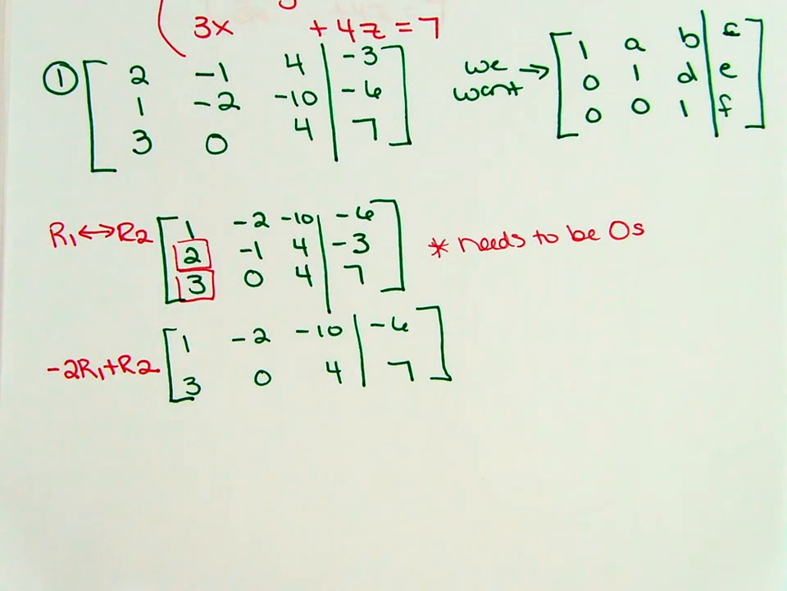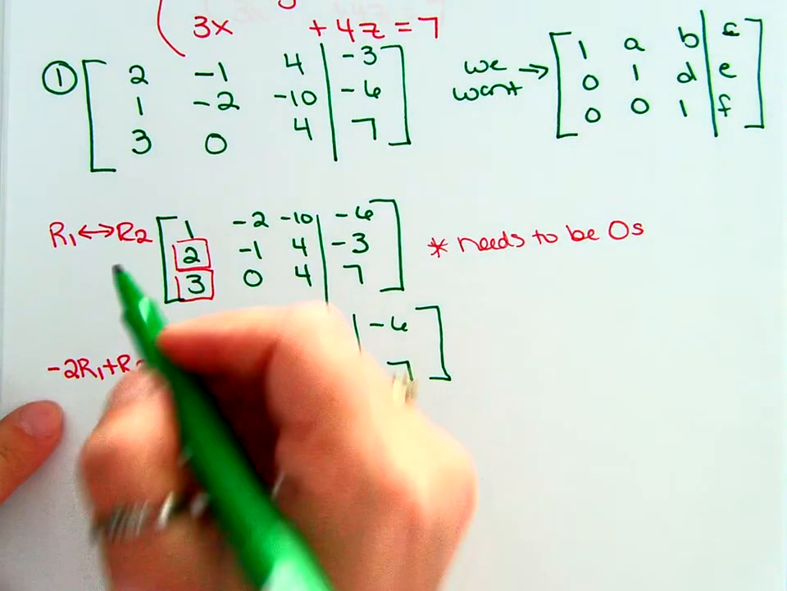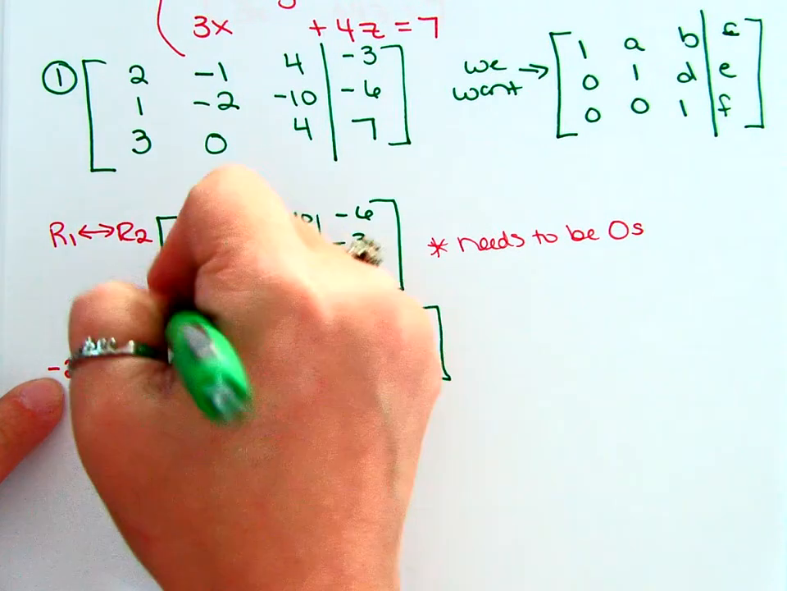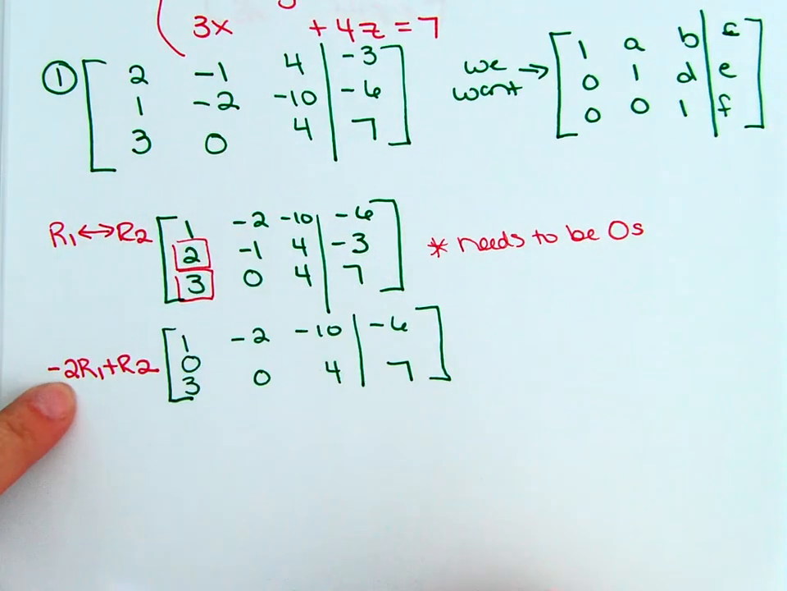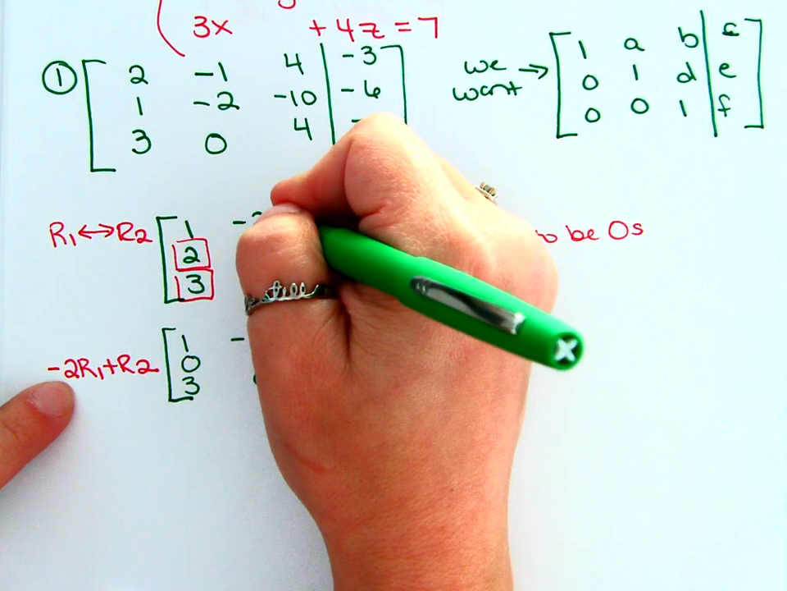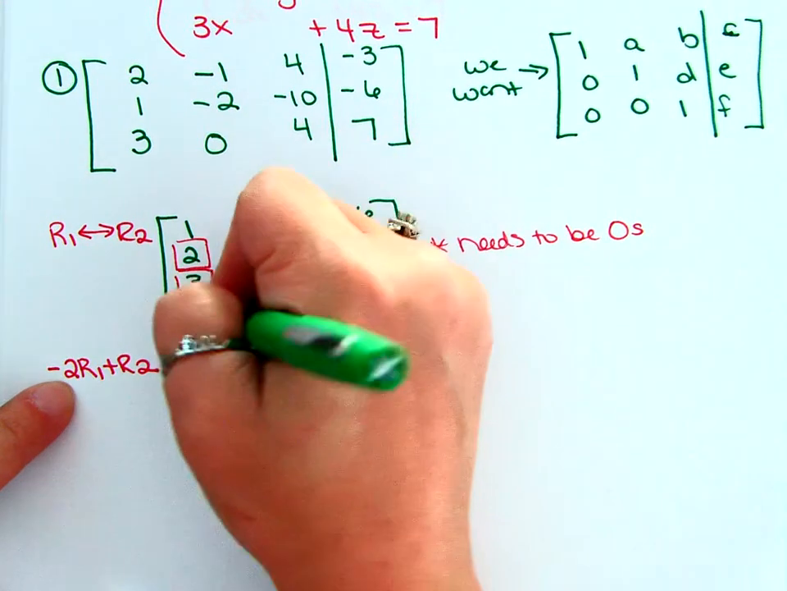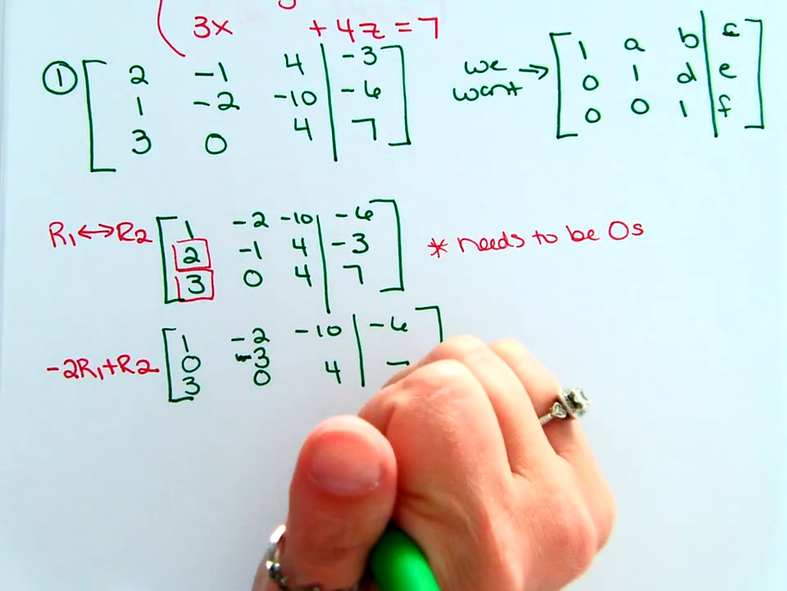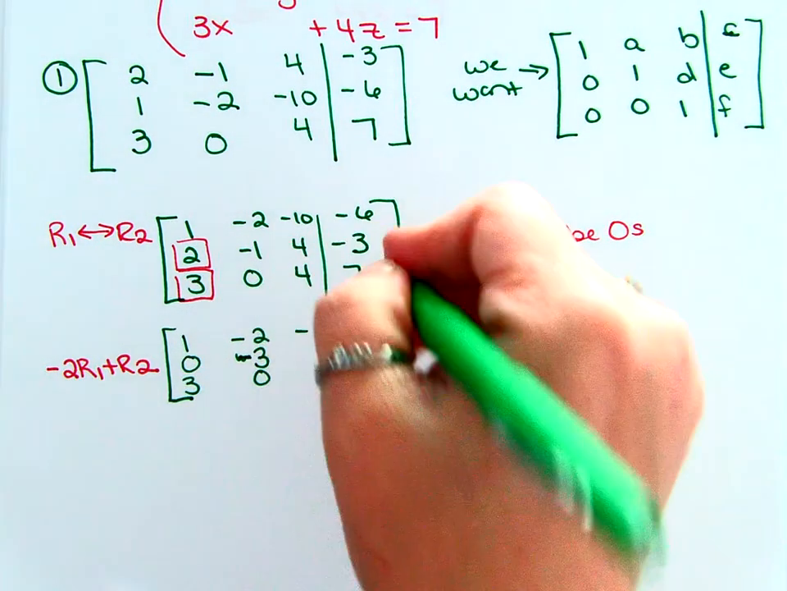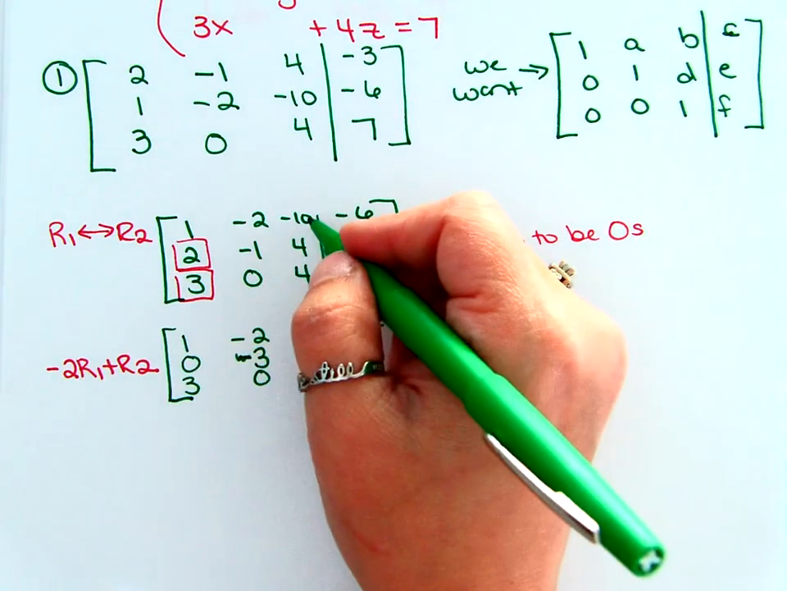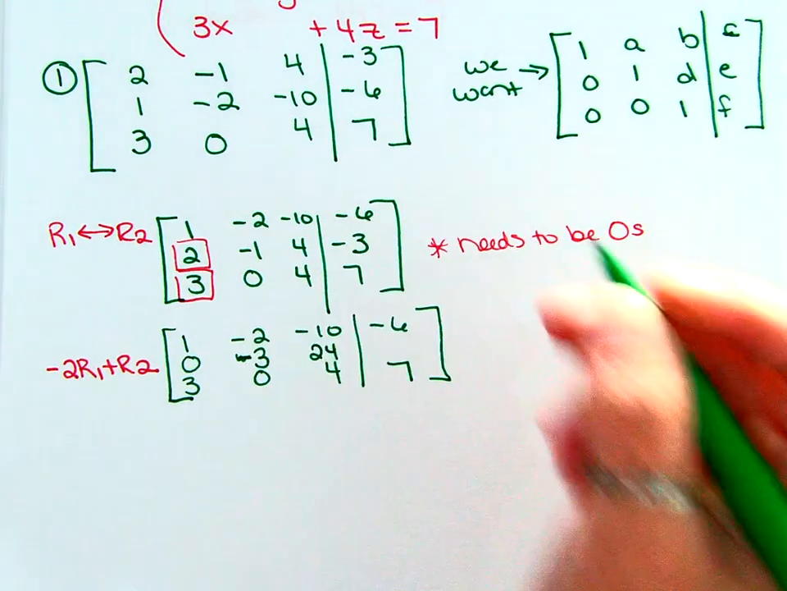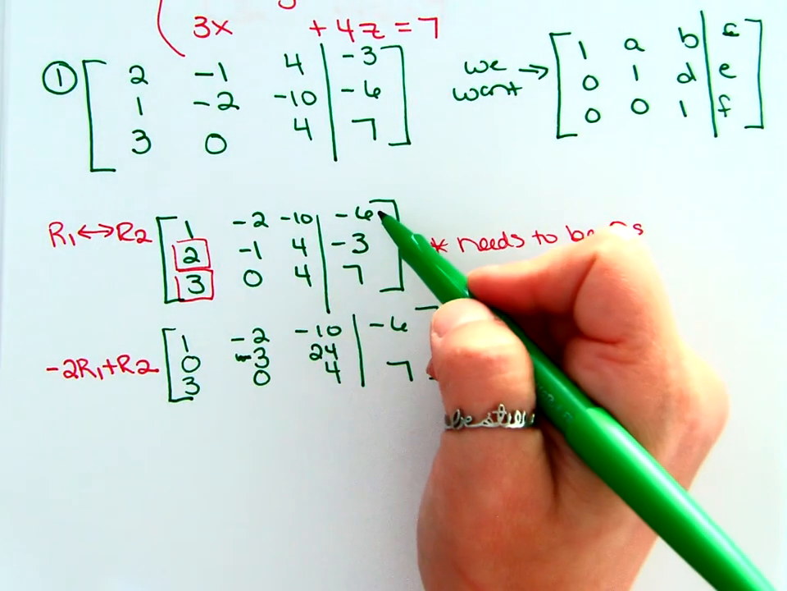So I'm not going to write out the long form, but I'm taking negative 2 times 1, which is negative 2, and adding that to 2, which will give me 0. Negative 2 times negative 2 will give me a positive 4. 4 plus negative 1 will give me positive 3. Negative 2 times negative 10 will give me a positive 20. Add to that a positive 4, which will give me 24. Negative 2 times negative 6 will give me a positive 12. Minus 3 will give me 9.